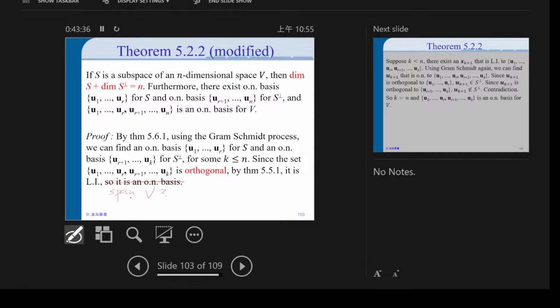We'll think about this a bit later. But anyway, here we see in 5.2.2 that this kind of proof only works when you have an inner product. So we need to say we are in a finite-dimensional inner product space. Then we can have this orthogonal basis view. We can find an orthogonal basis for S and an orthogonal basis for S perpendicular, then together they will form an orthogonal basis.